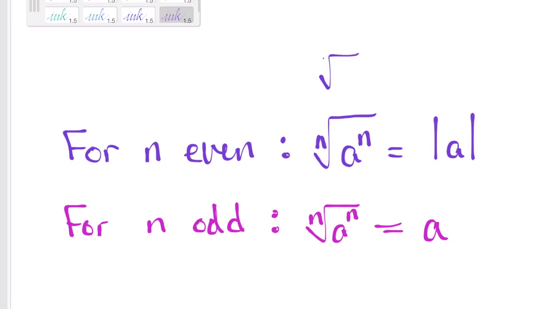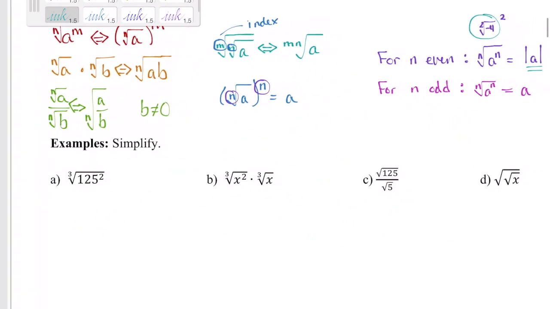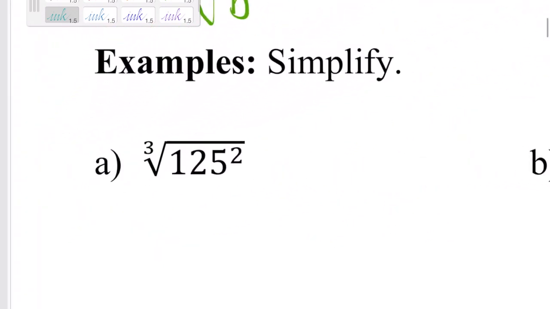If we had the square root of -4 all squared, we still have that instance where we're taking the square root of a negative. So we have to be careful with that. So we want to make sure we have absolute values. If they're odd, with cubes, it doesn't really matter, because the cubed root of -27 is -3. The cubed root of +27 is +3. It really doesn't matter. So then here we're going to do a few examples.